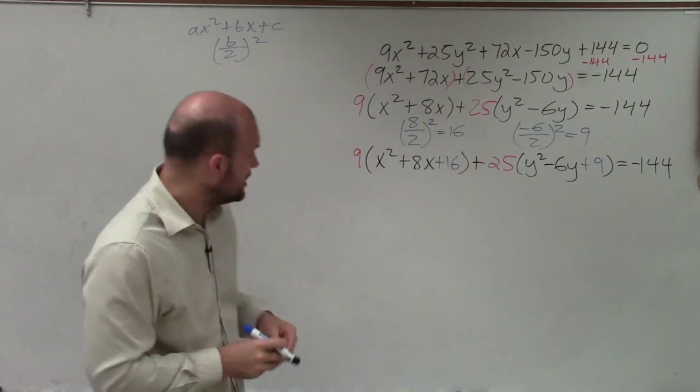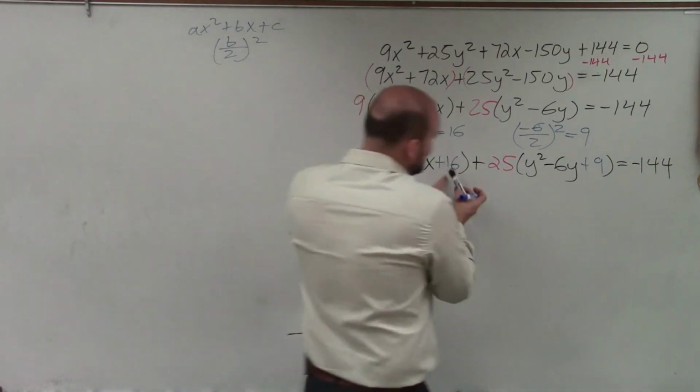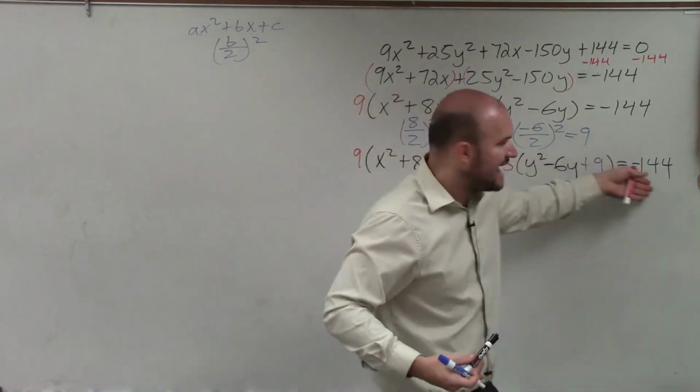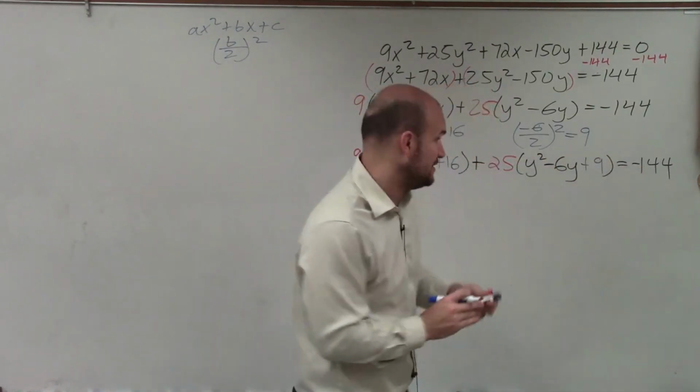Now, it's important for us to understand that I added a 16 and a 9 on the left side of the equation. So I've got to add a 16 and 9 on the right side of the equation, right?